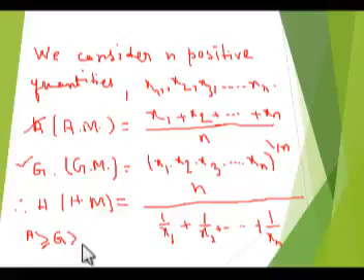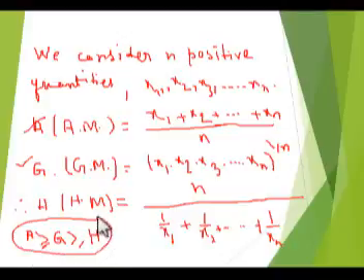So we have to prove the result that A is greater than or equal to G and G is greater than or equal to H. We have to prove this result. To establish the result, we'll take another page.